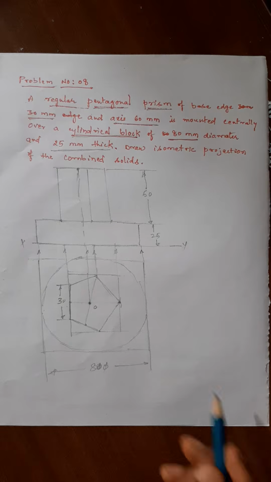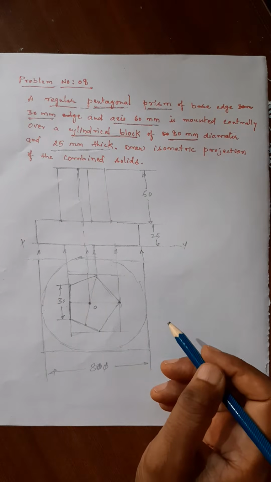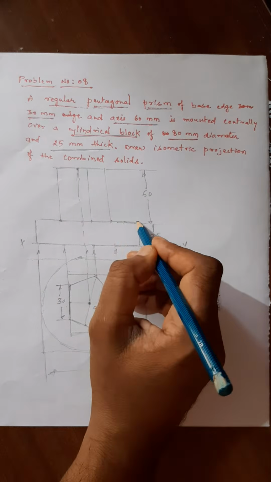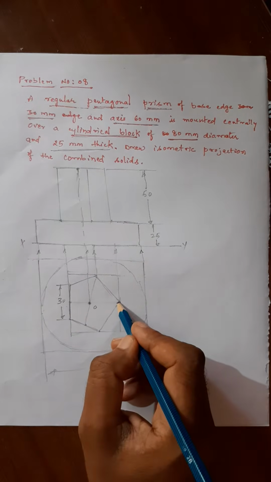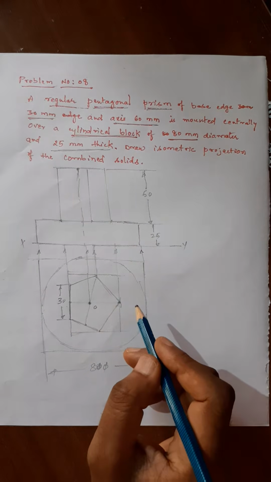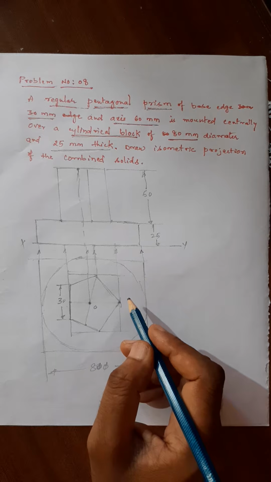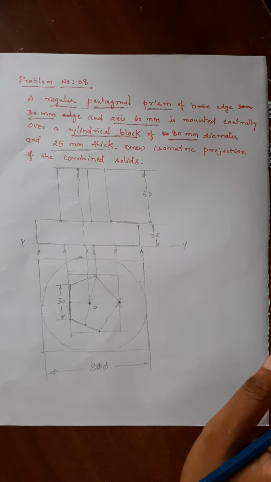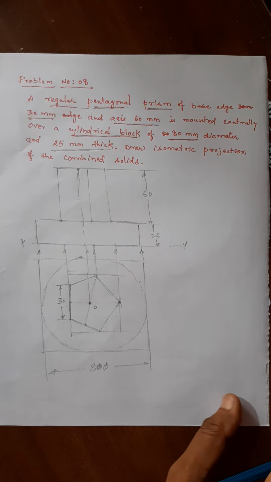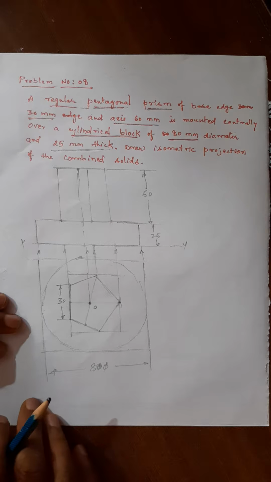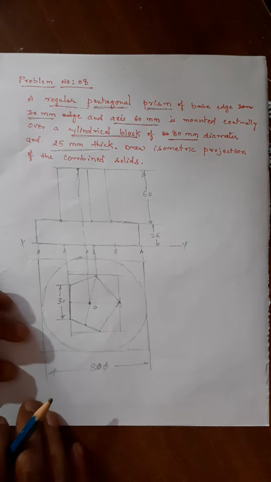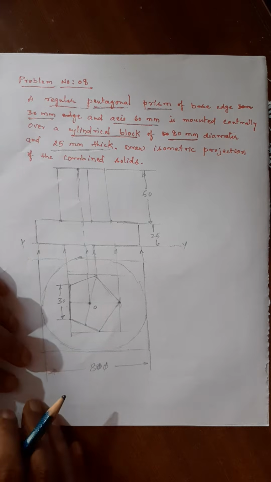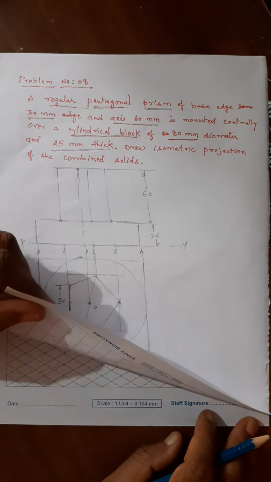So I have not drawn the orthographic projection to exact dimensions. If I draw exact dimensions in the orthographic projection, again I have to convert it into isometric scale to draw the isometric projection. So that's why I will directly draw the top view of a pentagonal prism on the isometric sheet.